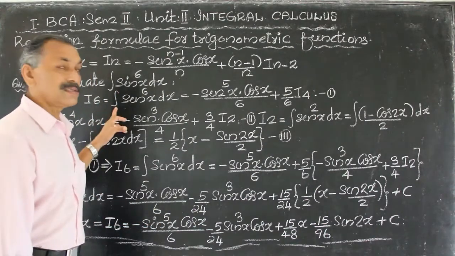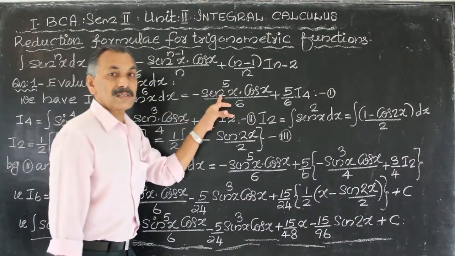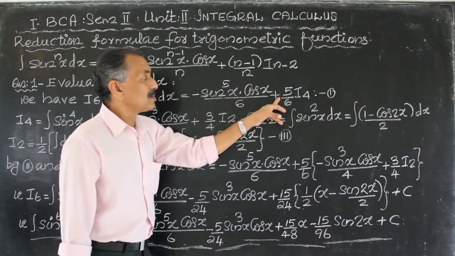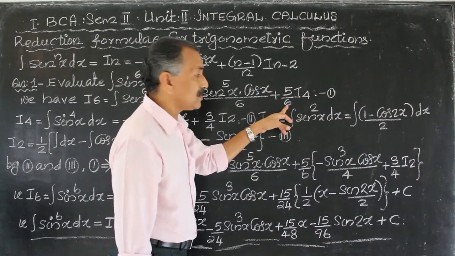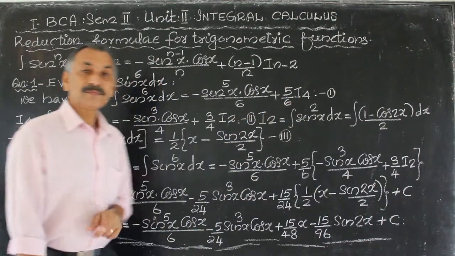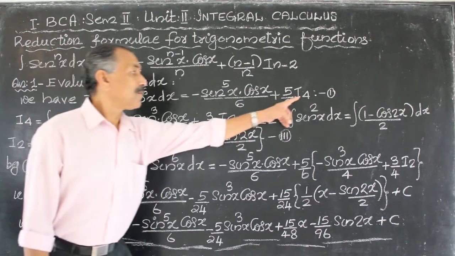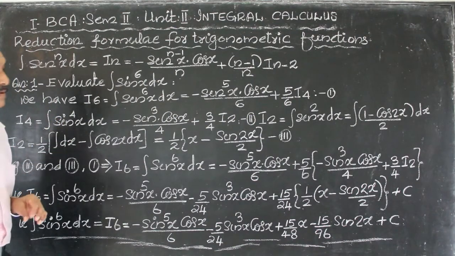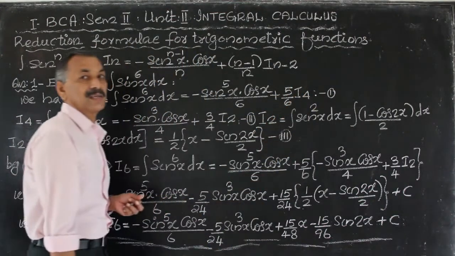Okay? That is I 6 is equal to the integral of sine raised to 6x dx, equal to minus sine raised to n minus 1, sine raised to 5x into cos x by n, 6, plus n minus 1 by n, with n equal to 6, 6 minus 1, 5 by 6 I 6 minus 2, I 4. Then similarly find I 4. Then similarly we have I 4 is equal to what? The value of I 4, the integral of sine raised to 4x dx. Now, the integral of sine raised to 6x is equal to 5 by 6 into the integral of sine raised to 4x dx.